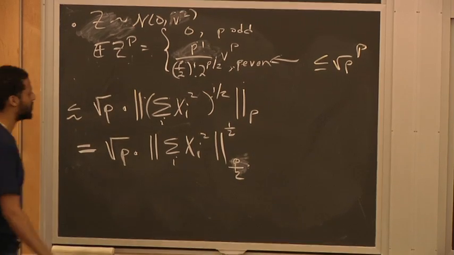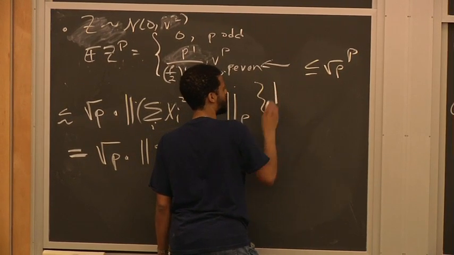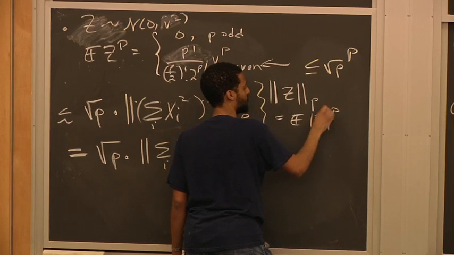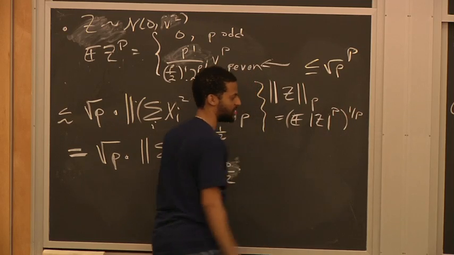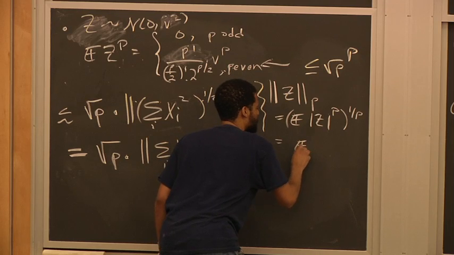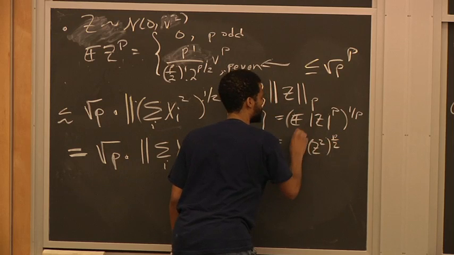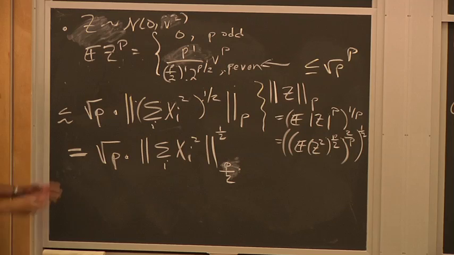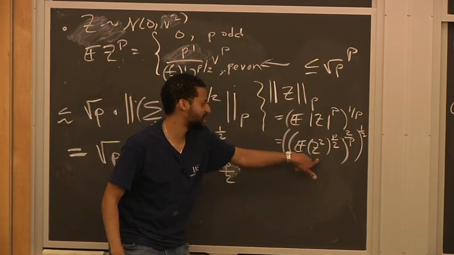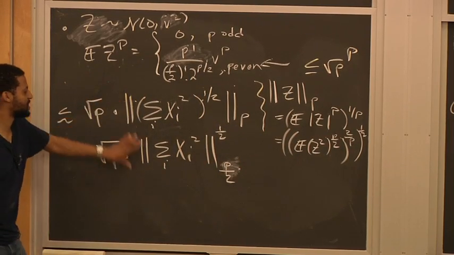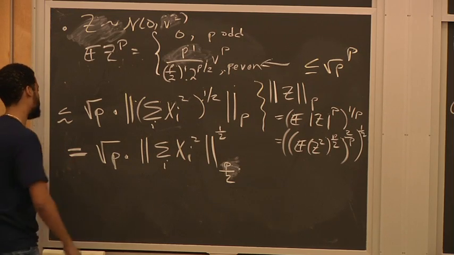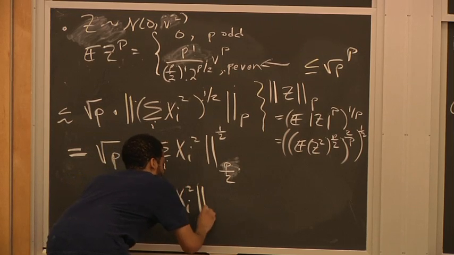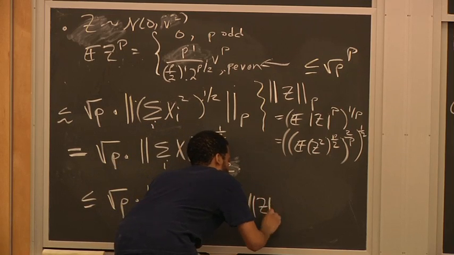In general, notice that if you have a random variable z, its p norm is the expectation of z to the p to the 1 over p, which is the same thing as saying expectation of z squared to the p over 2, to the 2 over p, to the 1/2. Okay, those are the same thing. And this is the p over 2 norm of z squared to the 1/2. So that's all I did. So the p norm of this is the same as the p over 2 norm of this to the 1/2. And this is at most root p times sum over i x_i squared p to the 1/2. This is because p norms increase.